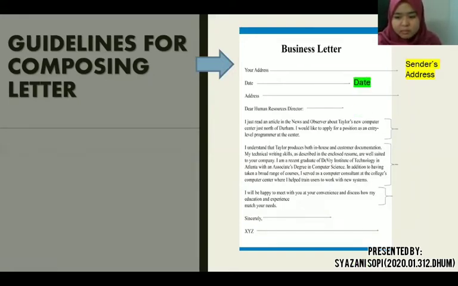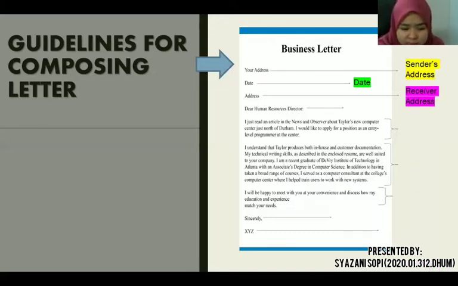Next, the date. The dateline is used to indicate the date the letter was written. However, if your letter is completed over a number of days, use the date it was finished in the dateline. Write out the month, day, and year, two inches from the top of the page.